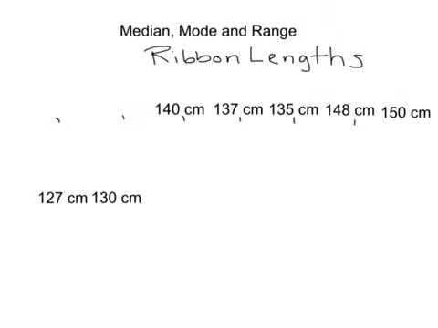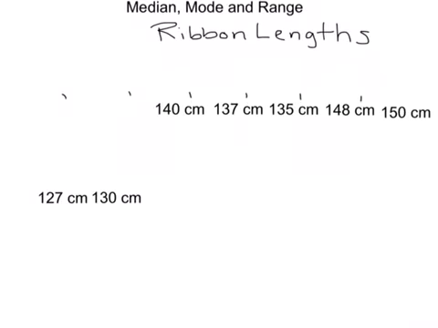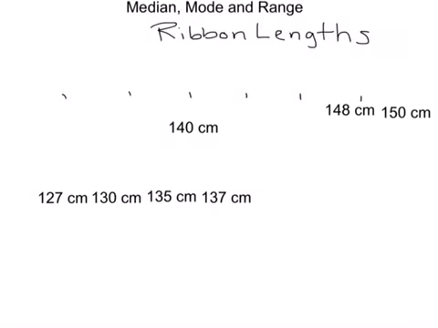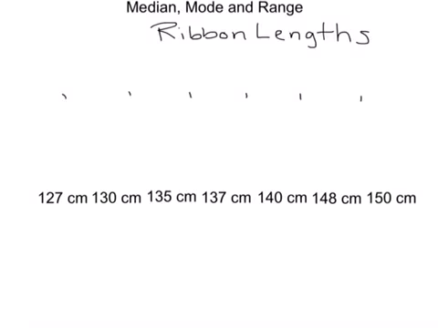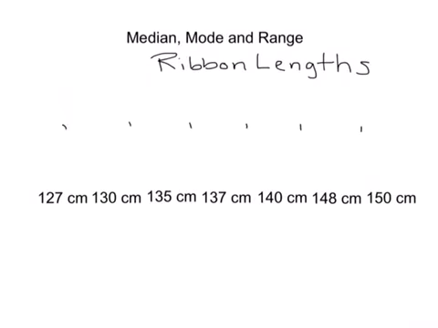I'm going to keep looking at my data, and I see 135 is going to be next. Then 137. Then 140. Then 148. And finally 150. So I've got my data, same data, but now I have it ordered from least to greatest.